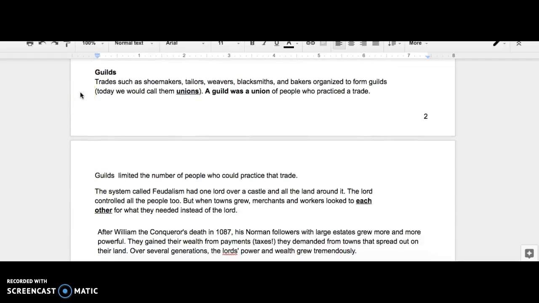Trades such as shoemakers, tailors, weavers, blacksmiths, and bakers organized to form guilds. Today we would call them unions. A guild was a union of people who practiced a trade. Guilds limited the number of people who could practice that trade. The system, called feudalism, had one lord over a castle and all the land around it. The lord controlled all the people too, but when towns grew, merchants and workers looked to each other for what they needed instead of the lord.